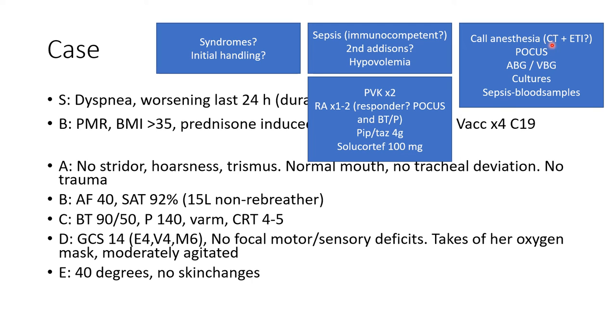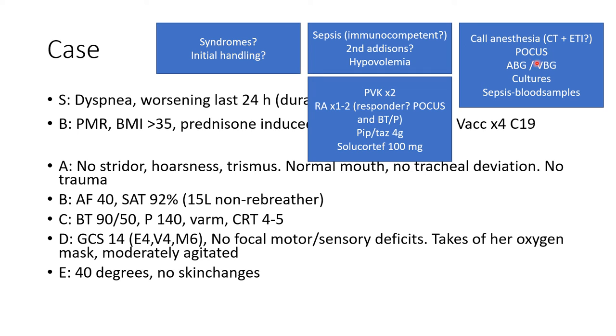If you really don't want to do the CT scan and you just want to go to intensive care to begin with, then you might consider doing a very thorough POCUS to see if you can find, for instance, a consolidation in a lung, or a cholecystitis, something like that. The abdomen is, by the way, non-tender and not meteoristic.